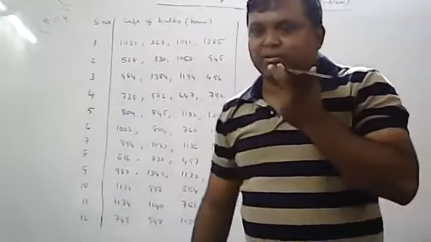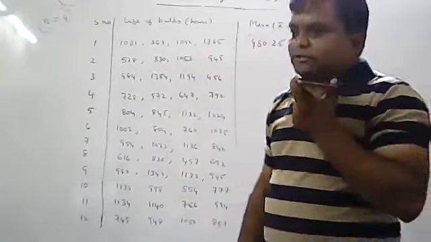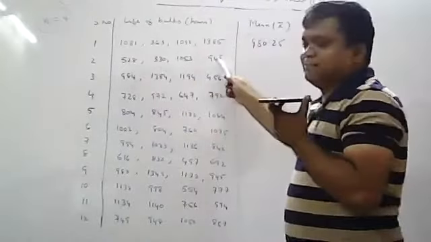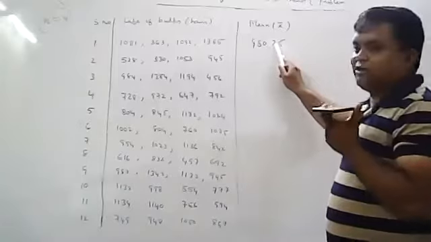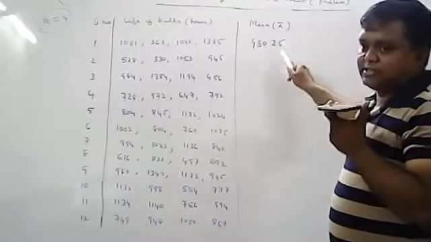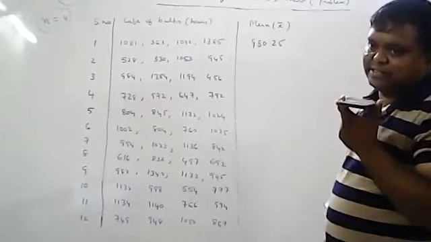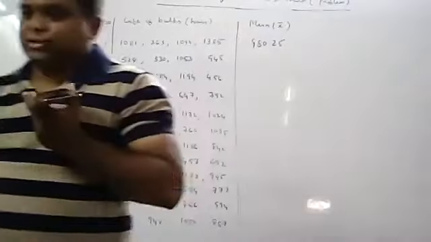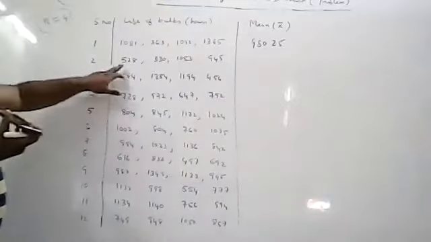980.25. Now all of you understood how to calculate mean: sum of the observations by number of observations. If you want to take after point 1 place, take all the values after point 1 place. If you want to take 2 places, for all the samples you can consider up to 2 places. Okay. Can you do the next one?